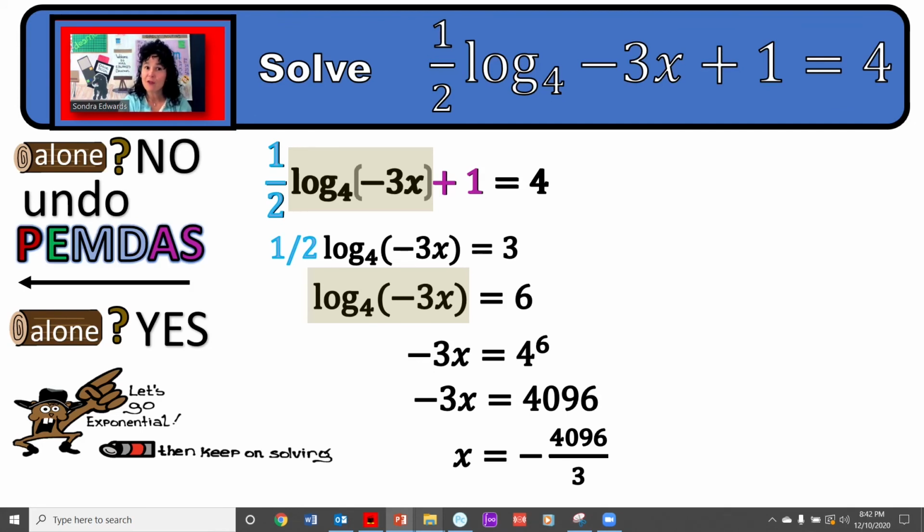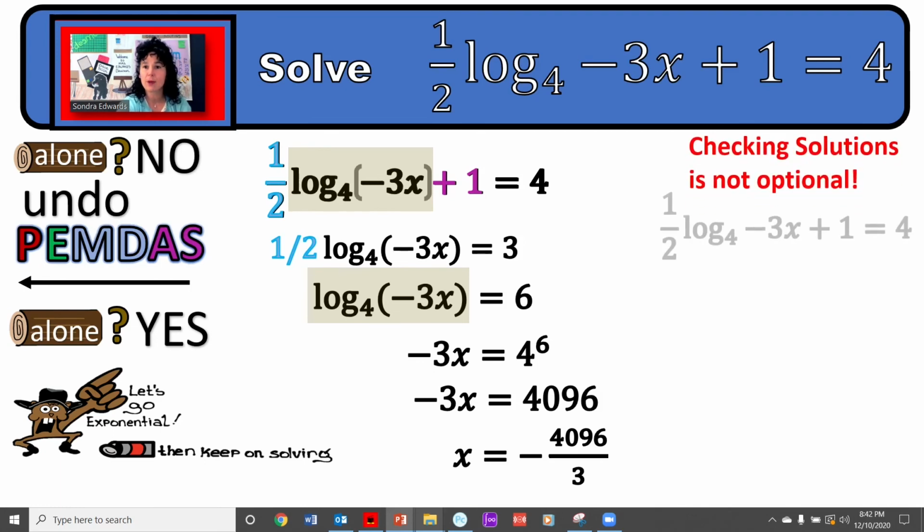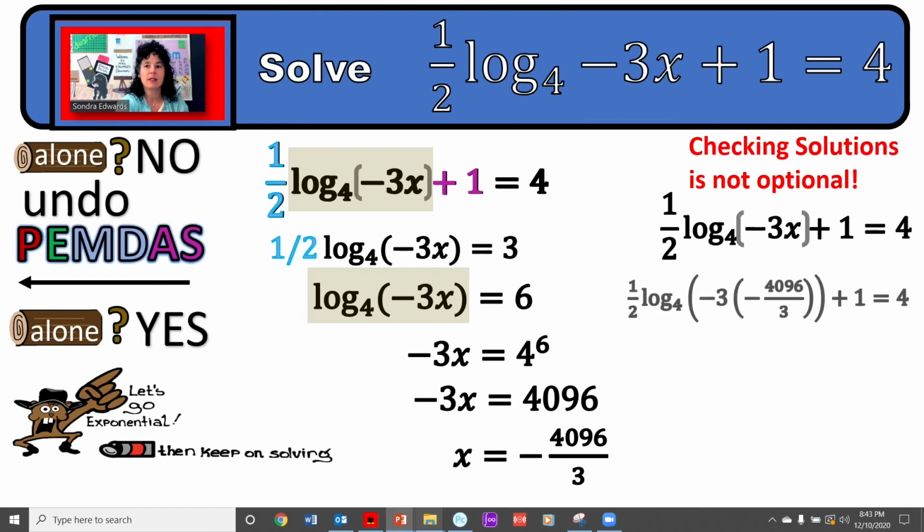Now don't forget, so easy to forget: if the original equation has an x in the denominator, an x underneath an even root, or you're taking the log of something that has x, you must check the solutions. So I'm going to grab that original, and this time do a better job by putting in the set of parentheses. I'm going to substitute in negative 4,096 over 3 for x. Doing what's inside grouping symbols, negative 3 multiplied by negative 4,096 over 3 is positive 4,096.